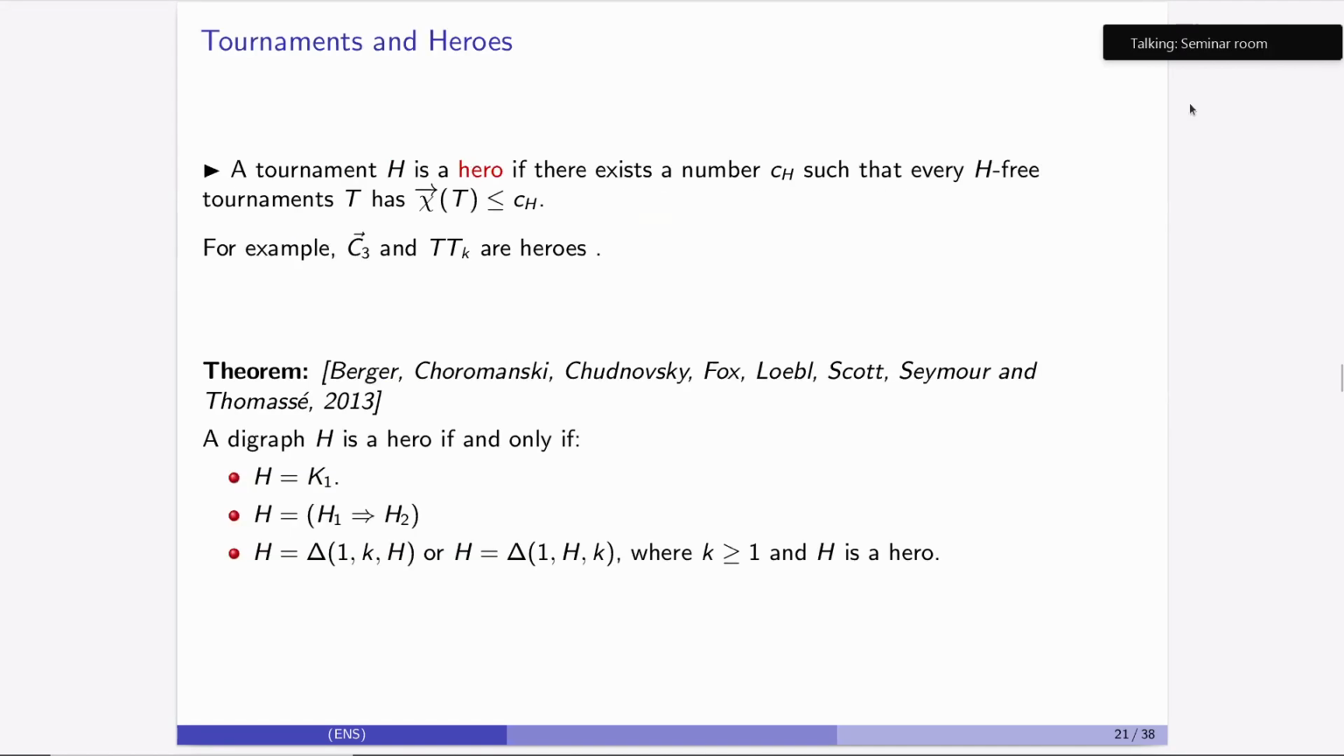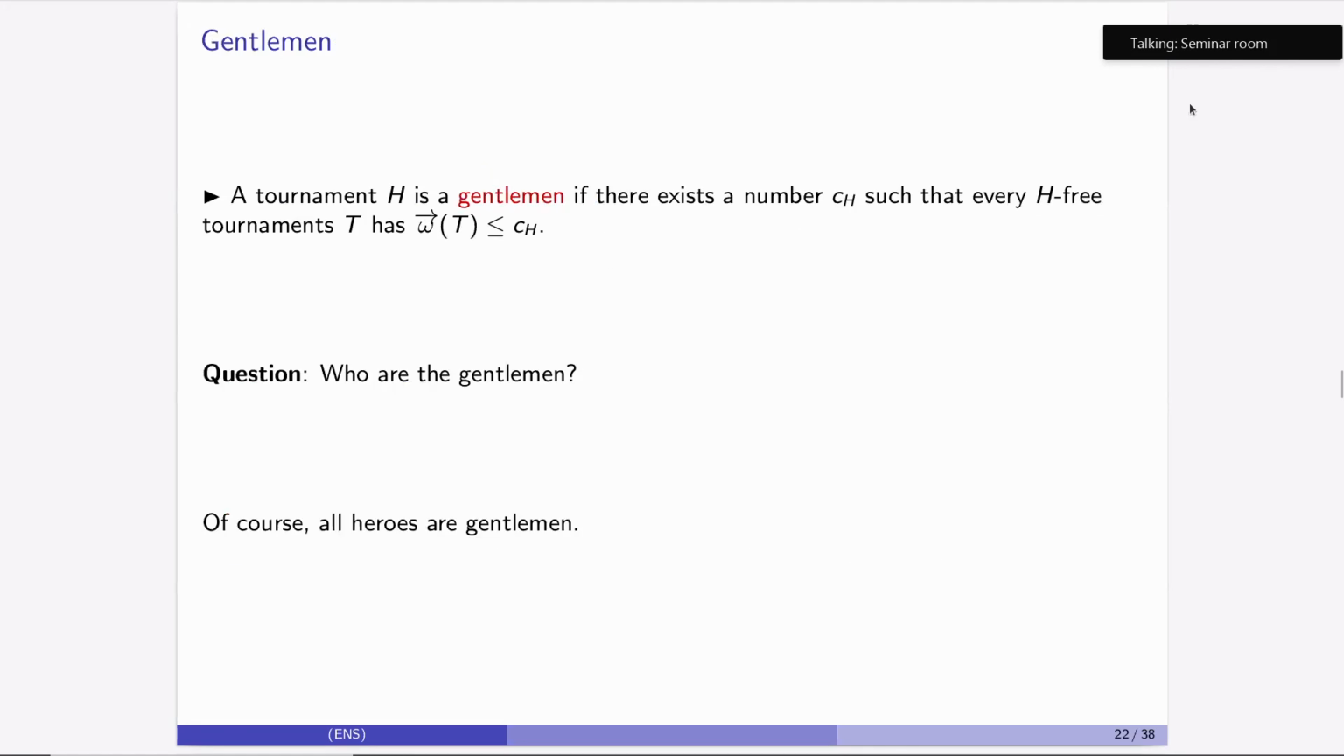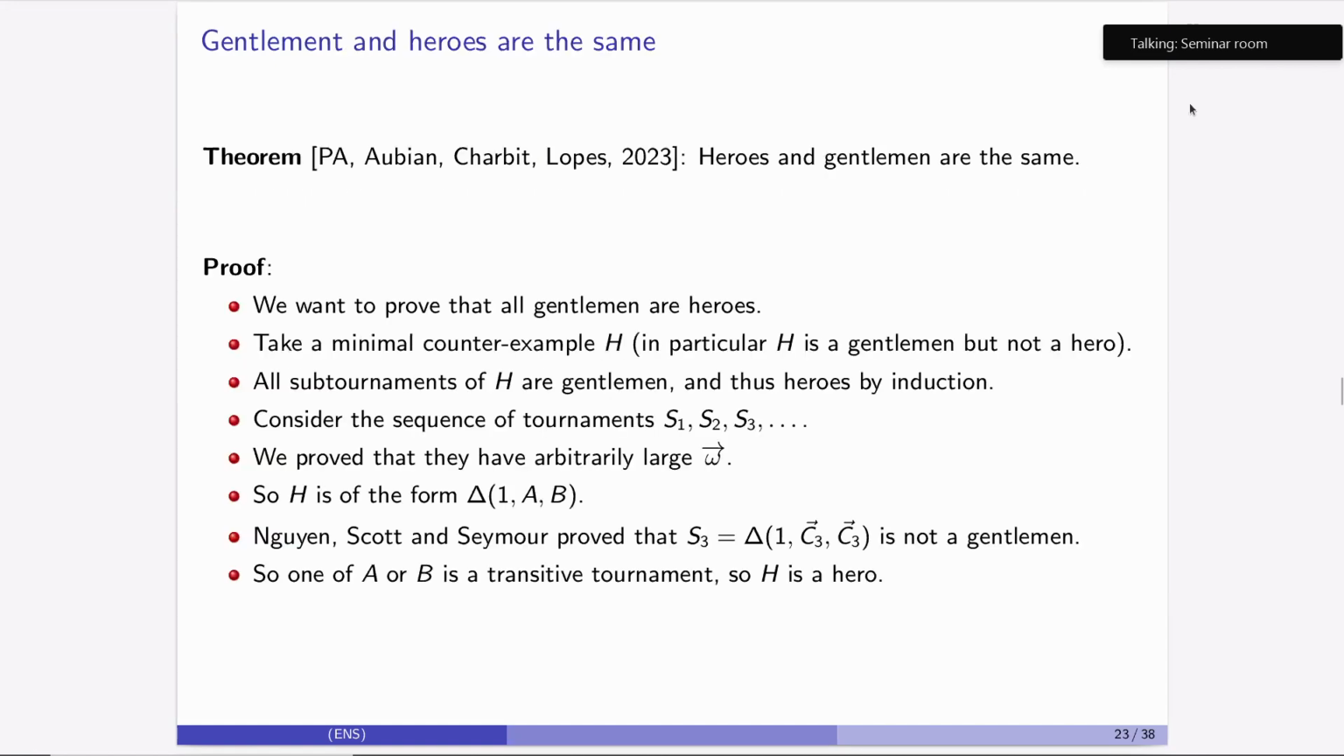Okay, so seeing this, we were wondering, and we defined a gentleman. A gentleman is a hero tournament H such that when you forbid it, the clique number is bounded. And we could characterize them easily because, with a little trick, we can prove that they are the same as heroes. So that was nice. Let me skip the proof. It's not so interesting.